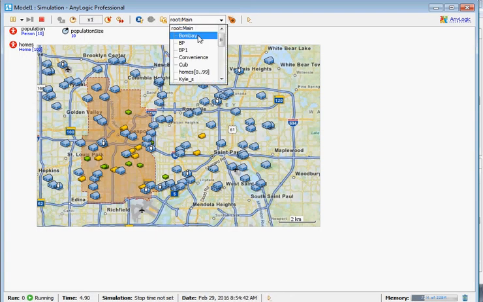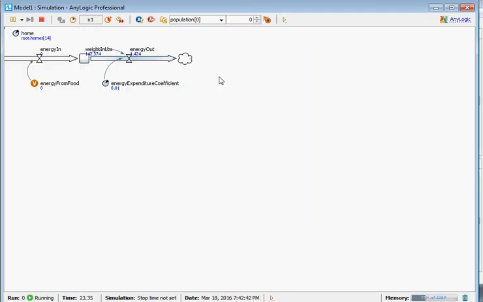Let's go dive down to a person here. You'll notice now if we go to root main, we'll see all these things here. What are these things? What things lie before us? These are actually the different agents. Some of those are supermarkets, some convenience stores. Let's go down to population.